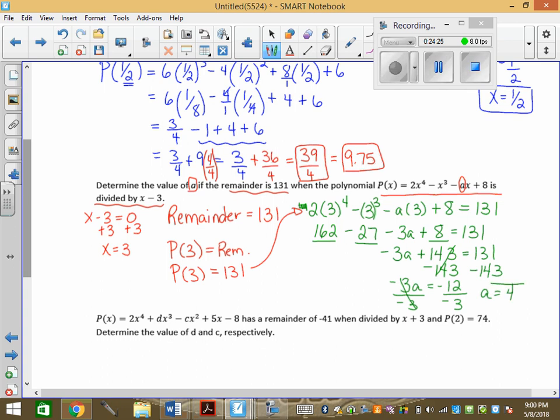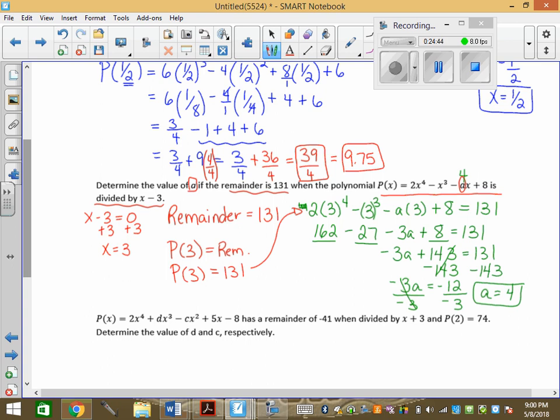What's great about this is you can plug the a back into the polynomial. So you could make this be a 4, and then do remainder theorem with filling in the 3, and if you fill 3 in for all of those with the 4 in for a, your answer should be 131. So you can check it.